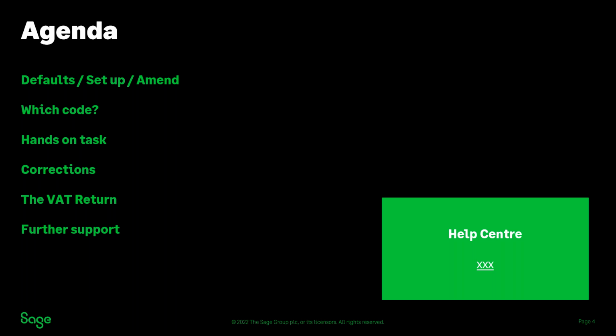So if you do have your Sage 50 accounts on hand, at the ready, we're going to show you or get you to complete a task while you're online. I just want to touch on corrections and also the VAT return in relation to tax codes today as well. And as normal, we will cover additional support that's available for you.